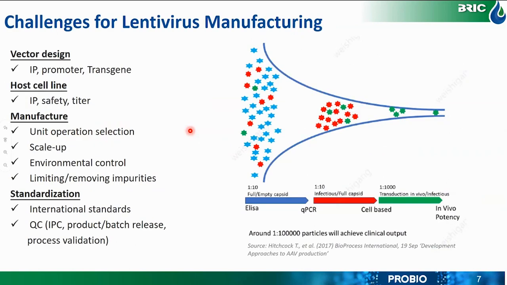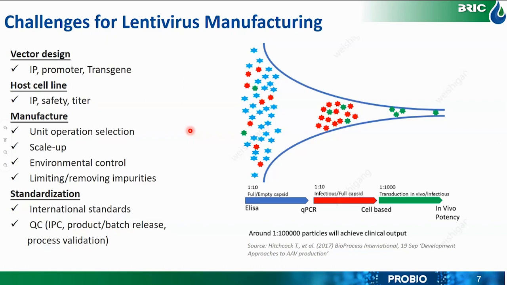For GMP manufacturing of the lentiviral vector, you still need to consider a lot of points, like viral vector design: the IP, the promoter of the vector, and also the gene of interest. Also, because you move to later stage GMP manufacturing or BLA to commercial in future, you need to consider the host cell line IP, the license for using the host cell line, the safety of the cell line, and also getting a high titer using the host cell line.